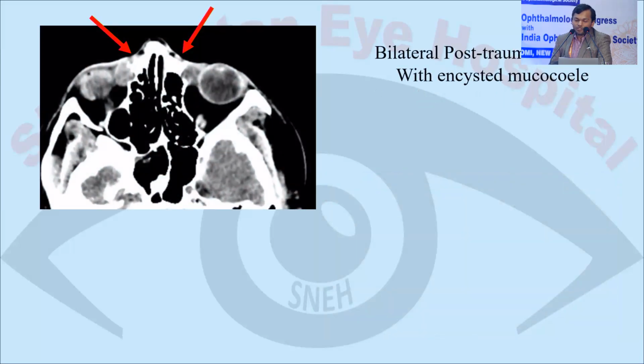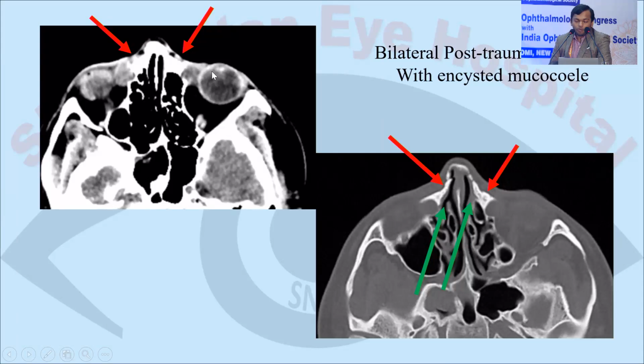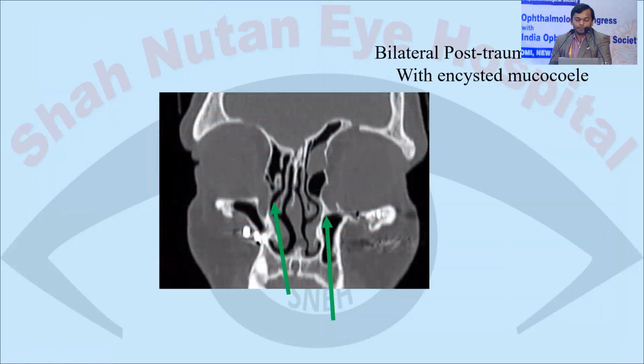Next, we have cases of post-traumatic nasolacrimal duct obstructions. Here, imaging in the form of CT scan is extremely essential to know the bony anatomy, the displaced fracture fragments, and the hyperostosis that has developed post-trauma. As we can see here, there is bilateral hyperostosis with bilateral encysted mucoceles. The bony window is also extremely essential to know the exact thickness of the bone, which may not be evident in the plain soft tissue window.